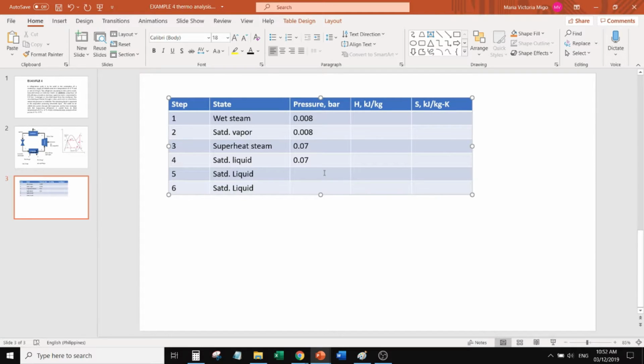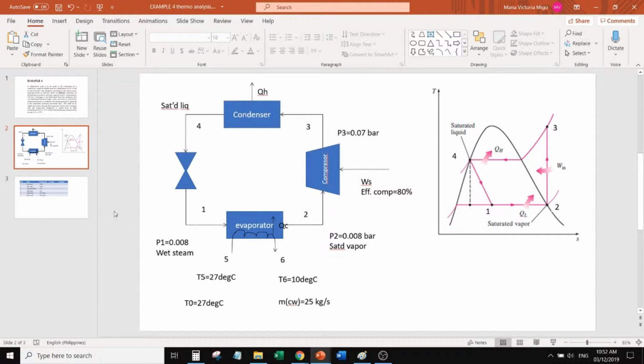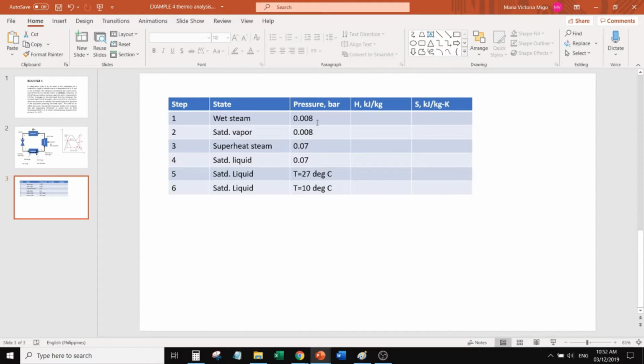We don't know the pressure, but we know the temperature. So let's just put here the temperatures. 10 degrees Celsius. Okay? So as it exits, it's 10.